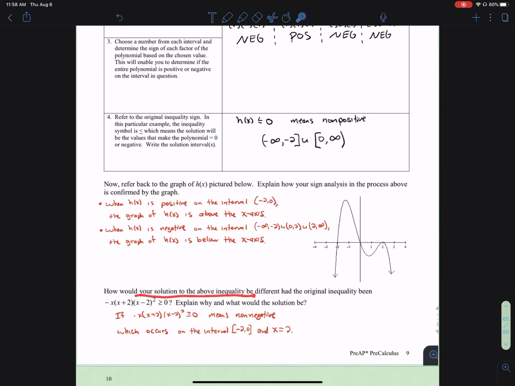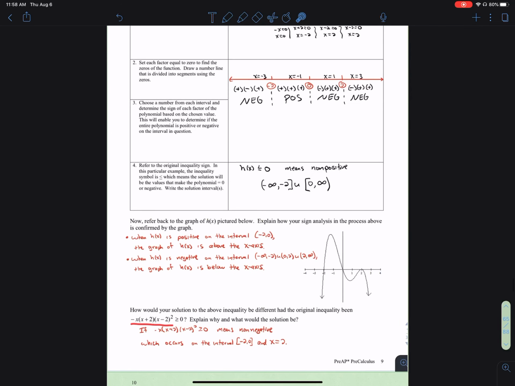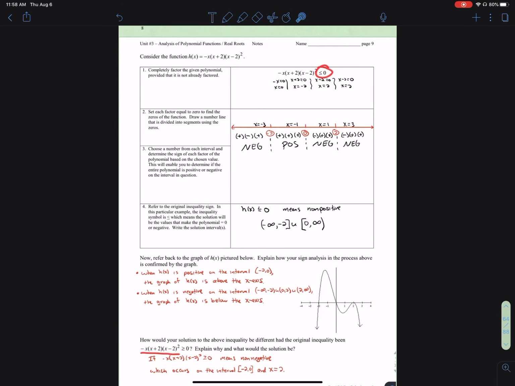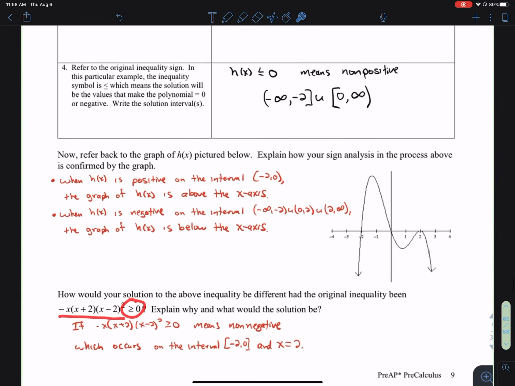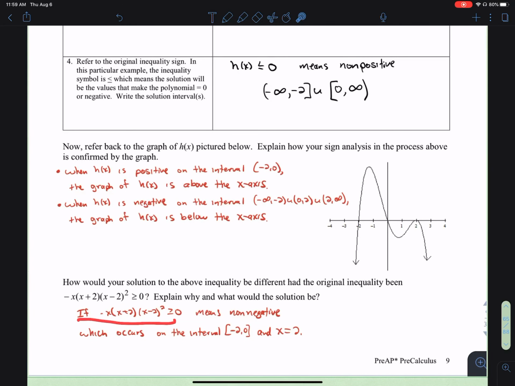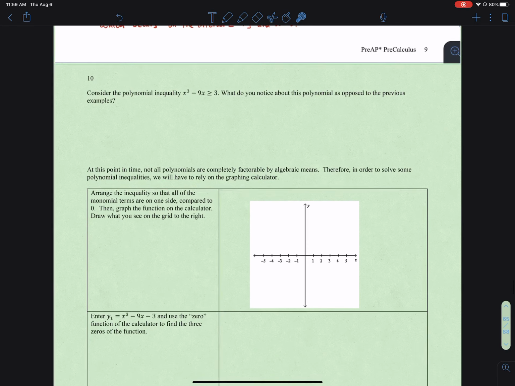How would your solution to the above inequality be different had the original inequality been like this, as opposed to less than or equal to, it's greater than or equal to? Well, if this was what we were given, it means non-negative. And this occurs on the interval from -2 to 0. And then it also occurs again at 2, because it's equal to 0 there at 2, but it's not above it. So this is a different way that we could have written the answer that hasn't appeared before in the first two examples.